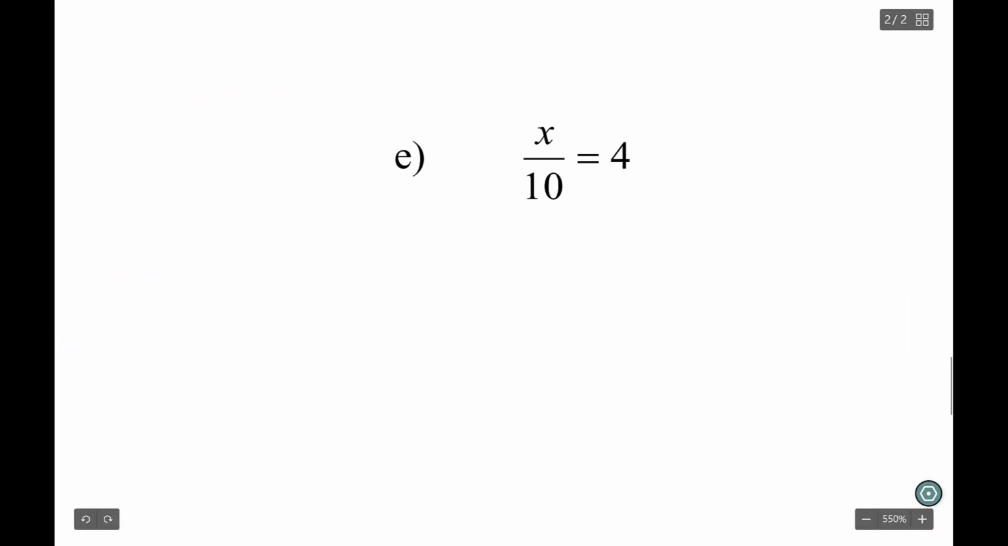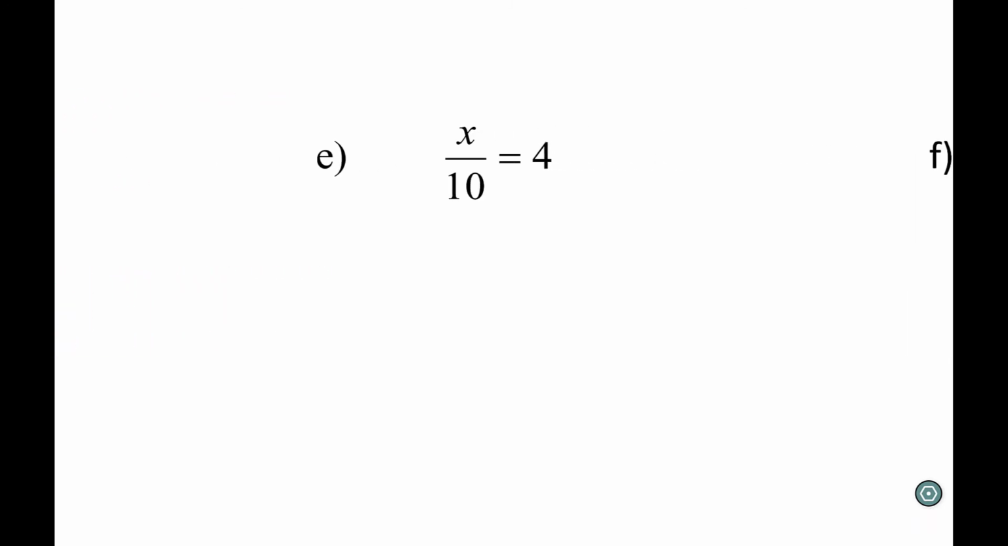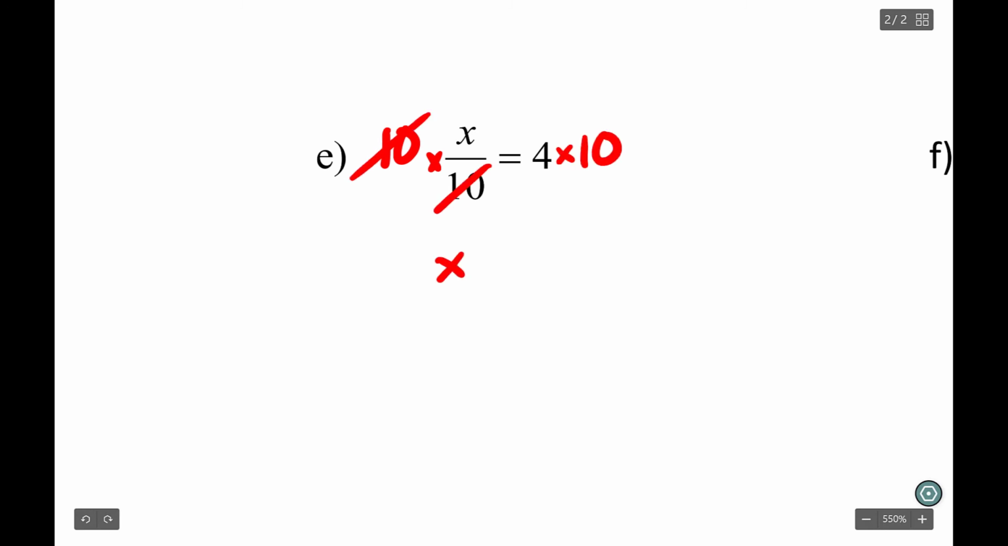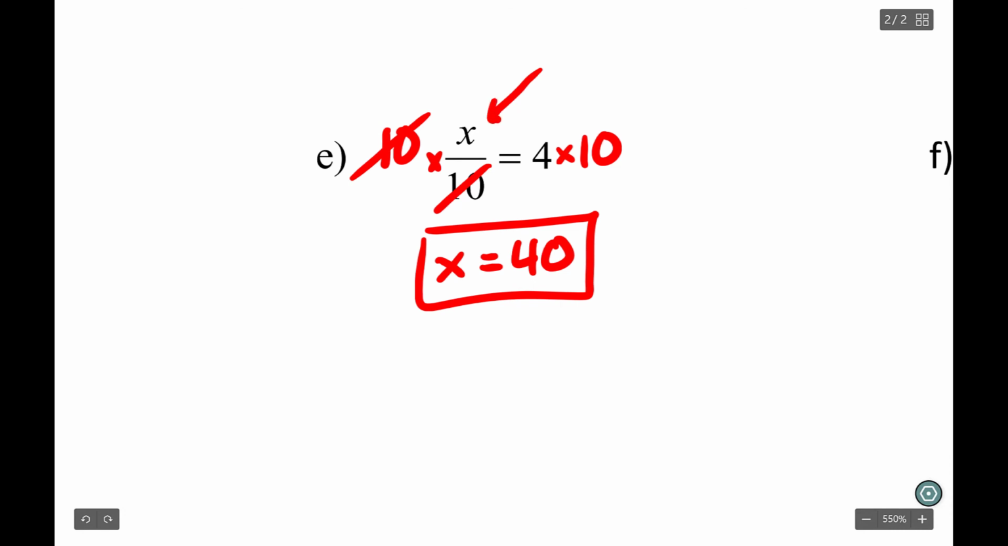Let's try another one. So something over 10 is equal to 4. I want to figure out the value of x, but I need to move 10 to the other side. The opposite operation of division is multiplication. So if I multiply both sides by 10, that would cancel out 10 on this side, and so x is equal to 4 times 10, which is 40. Now, if I put 40 in there, I'd go 40 over 10, which would equal 4, which is equal to 4, and I know that I've done it right.